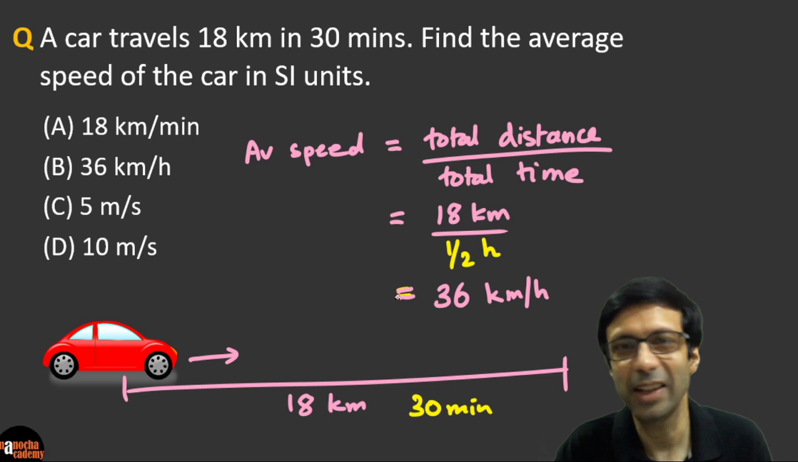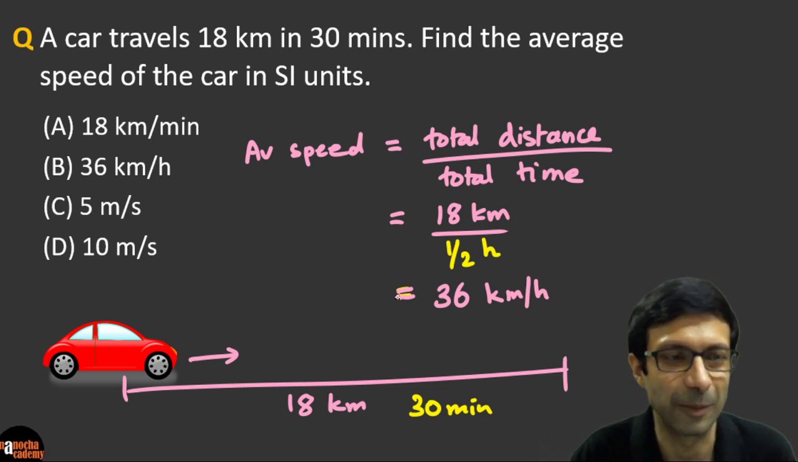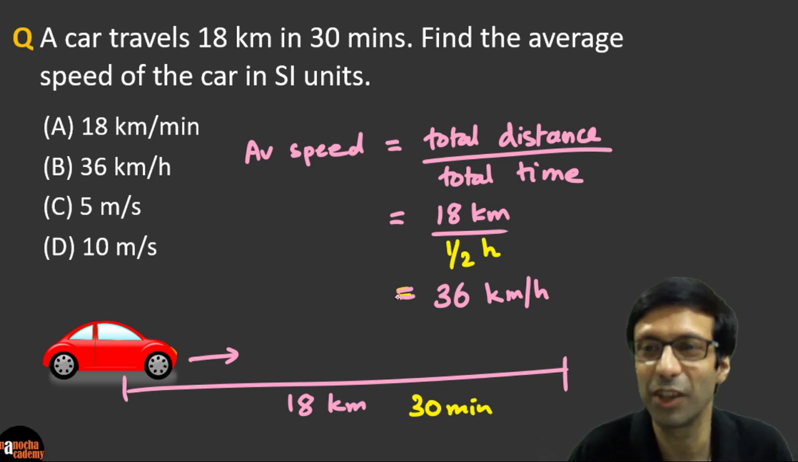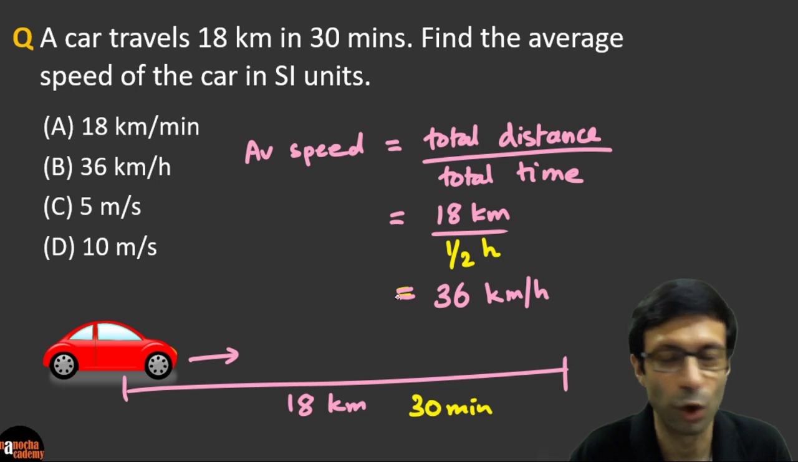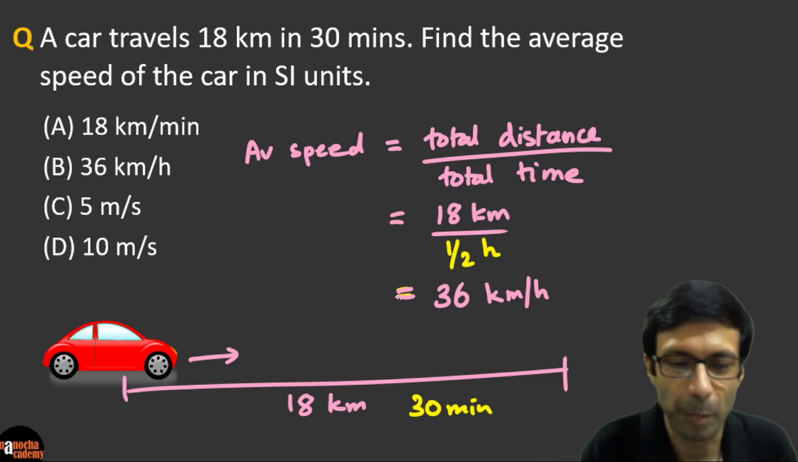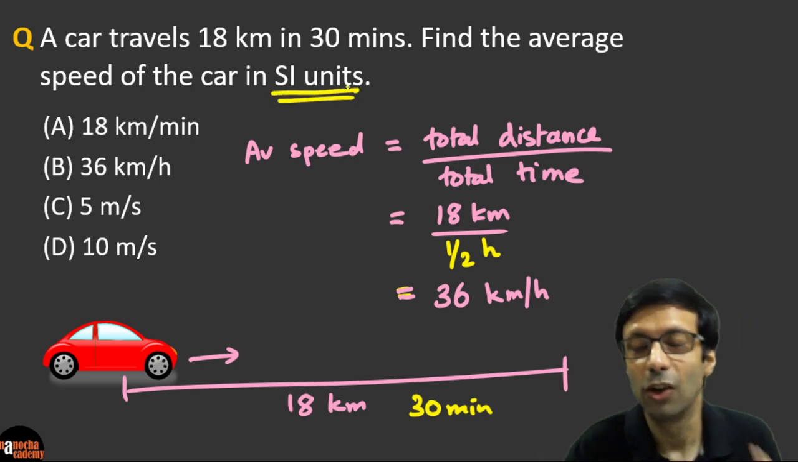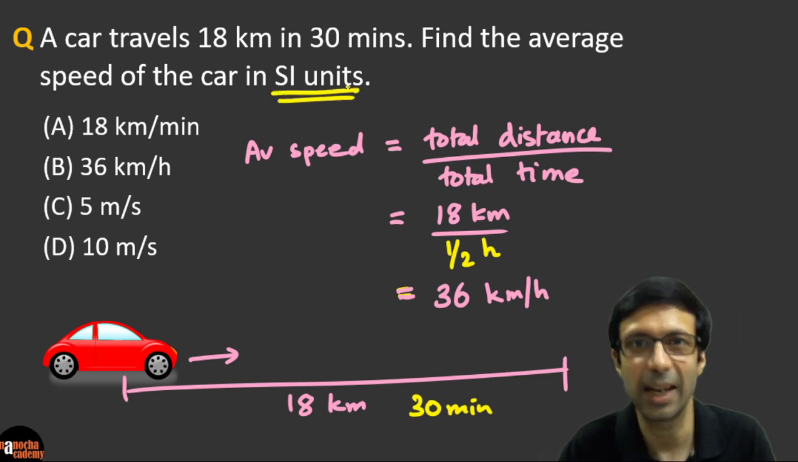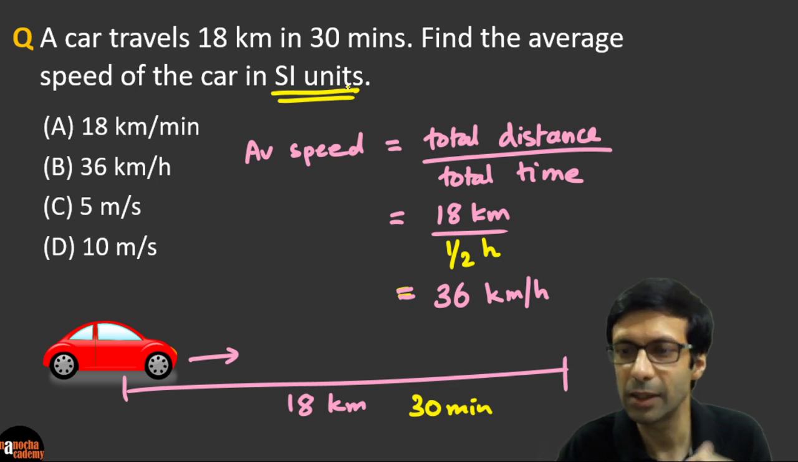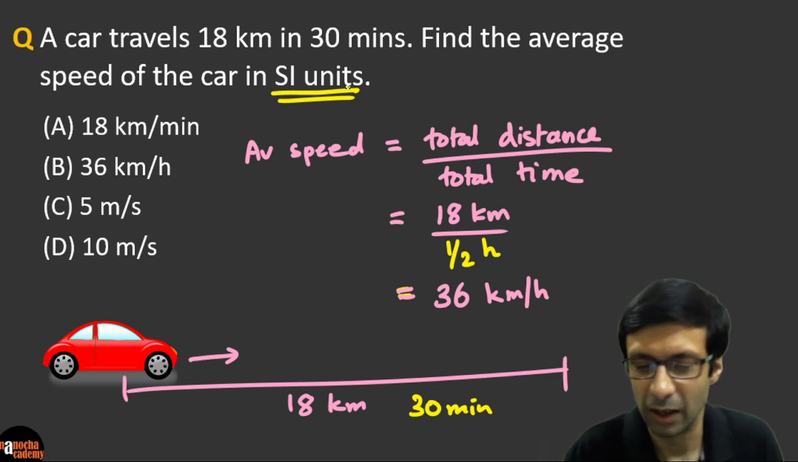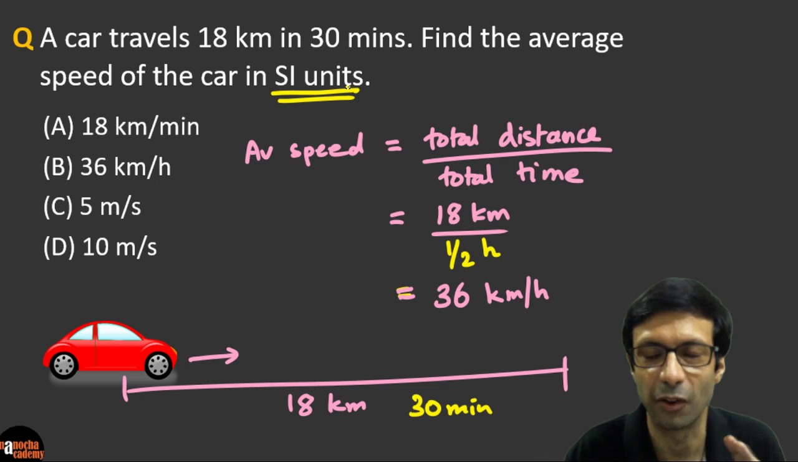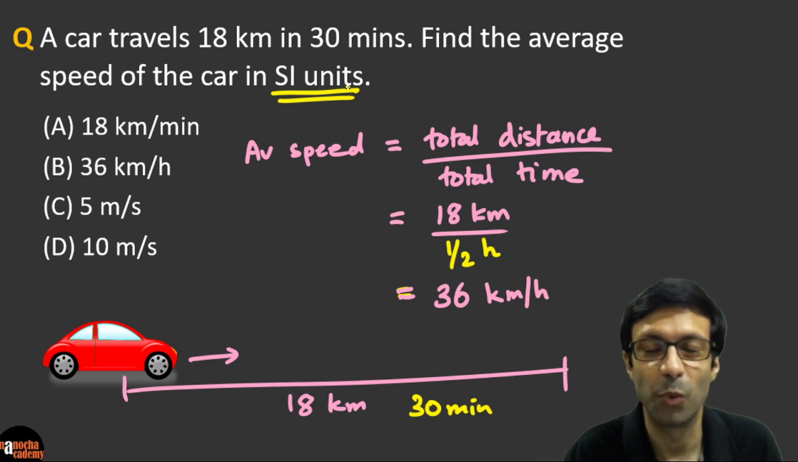But is that the correct answer or not? What do you guys think here? I see a lot of people have written 36 kilometers per hour. So good, you guys are trying, excellent. But note this question carefully. It's saying you want the average speed of the car, and we want it in SI units. If it didn't say SI units, then this is perfectly a right answer. 36 kilometers per hour is a great answer, but we want it in SI units. So what do we need to do?